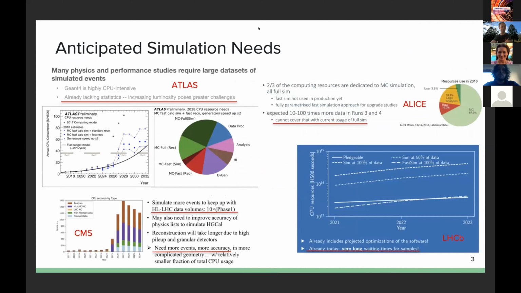Okay, so here, I'm not going to go through this in detail, but it's just to highlight what the anticipated simulation needs are actually going to be. And they all come down to the fact that Geant4 and the detailed particle tracking is highly CPU intensive for almost all of the experiments. And as I said, as the experiments anticipate taking more and more data, there's a consequent need to increase the amount of simulation that you have in order to match that data.